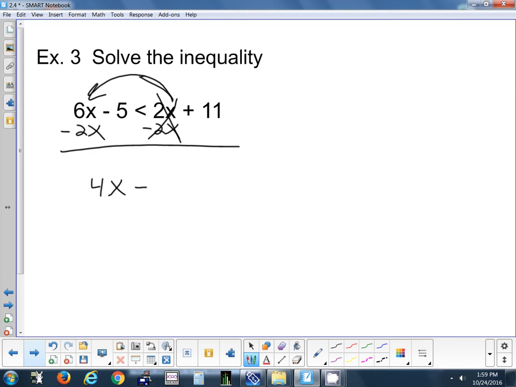Minus how much? Yep. And I have an 11. Let's see, do I flip the sign? No, don't flip it this time because we didn't divide or multiply by a negative. Okay? We subtracted, but we didn't divide or multiply.